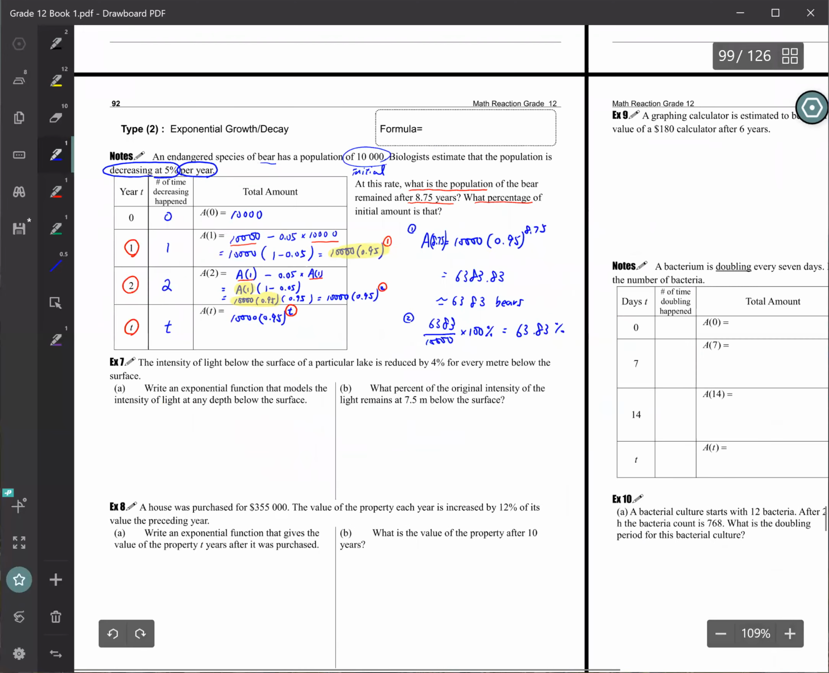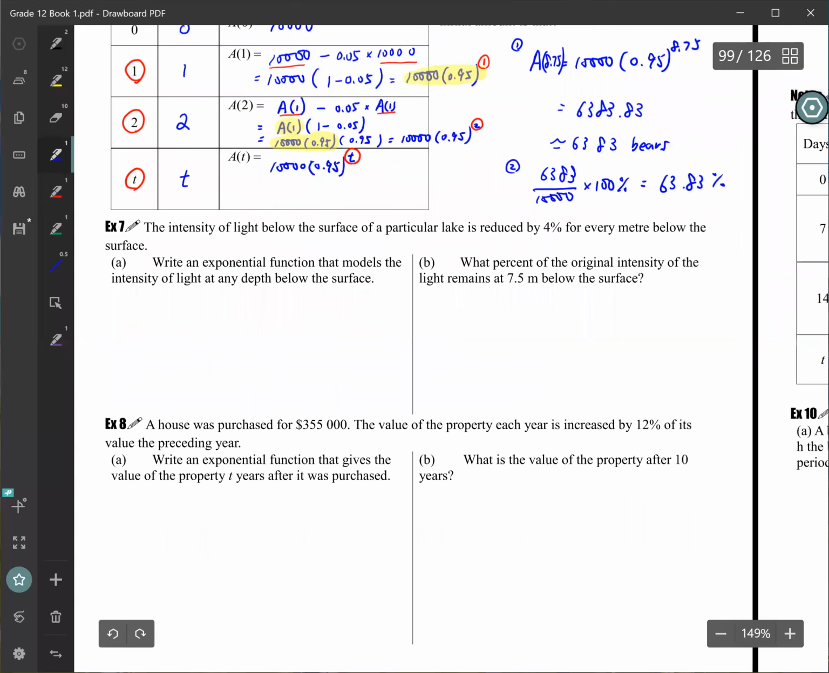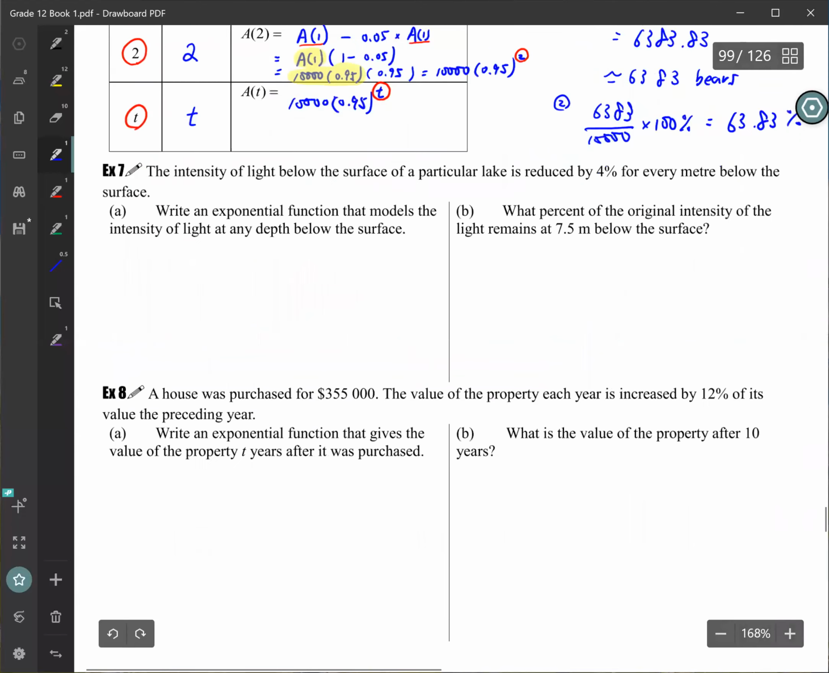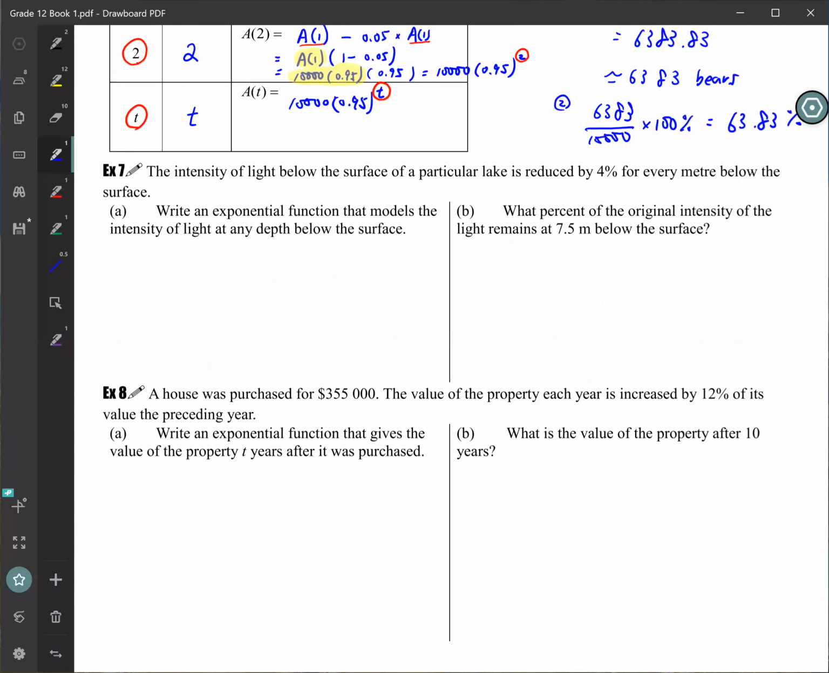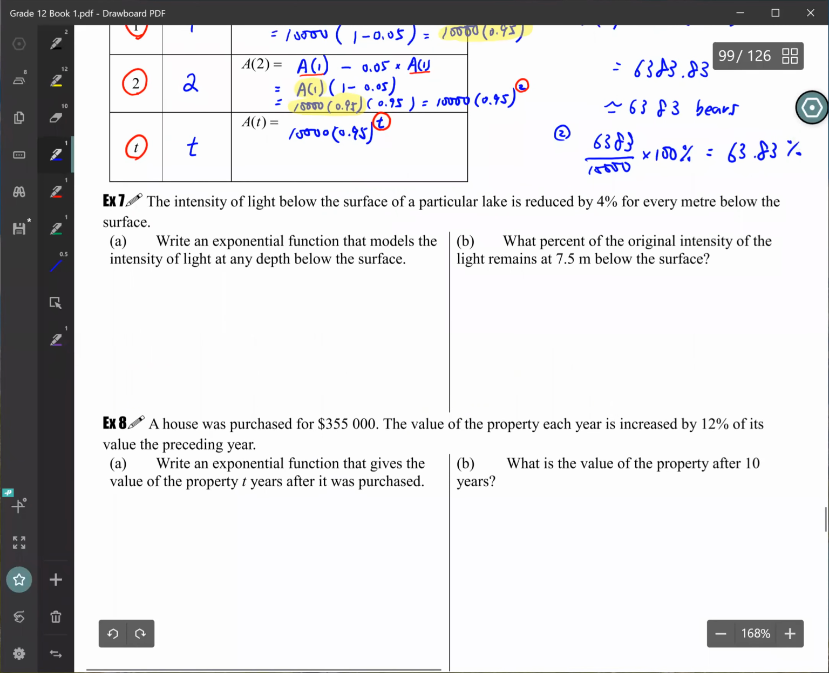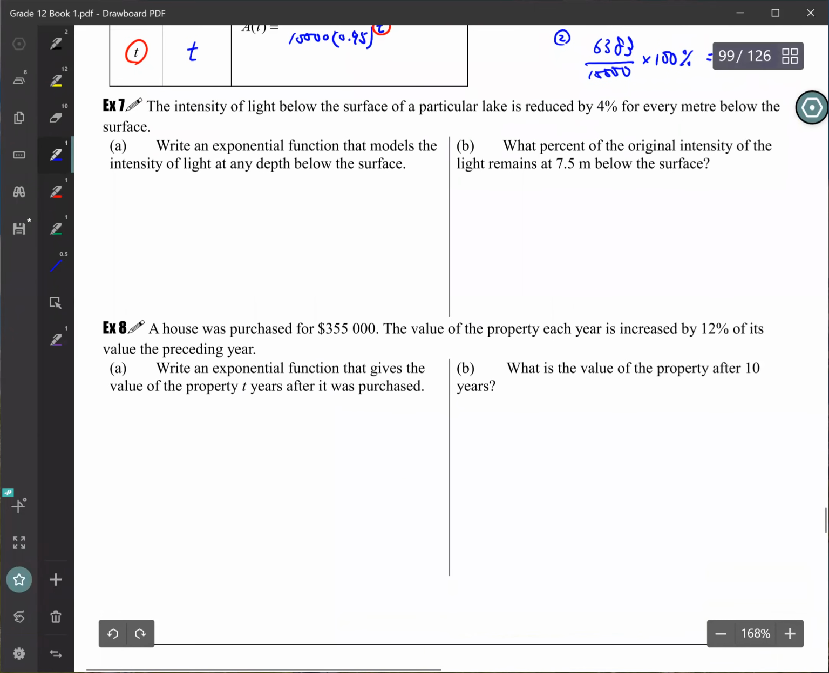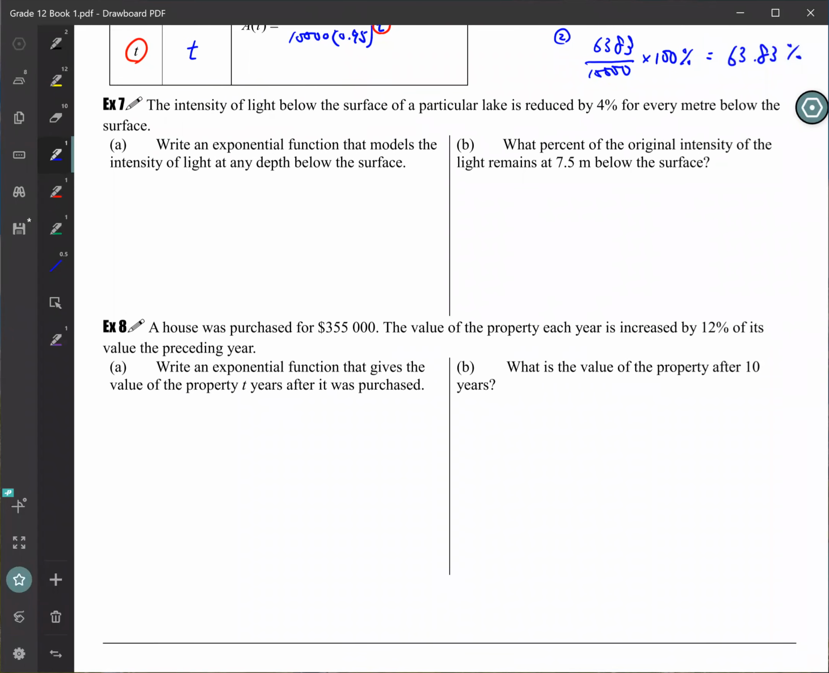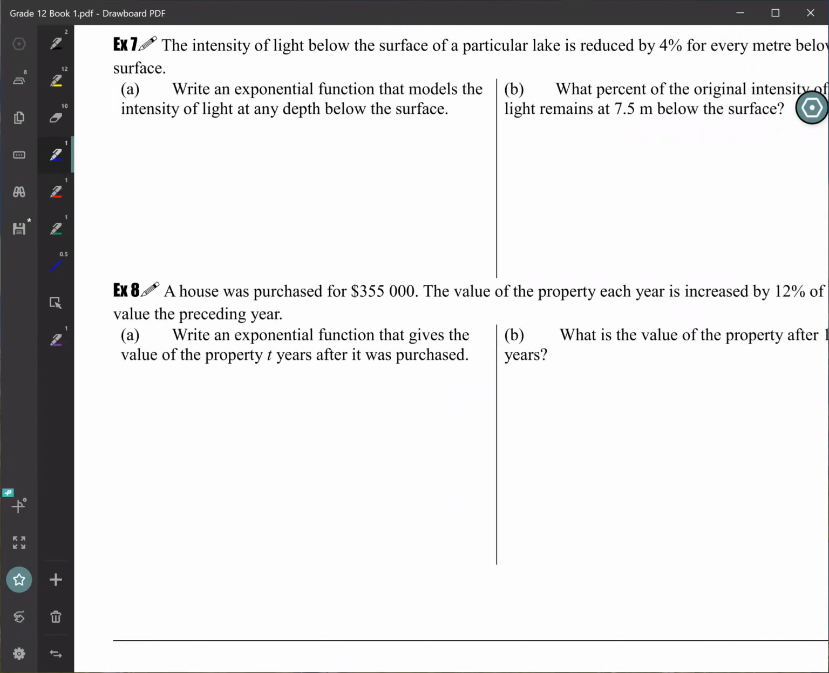Okay, so let's look at a question similar. Let me see, which one should we do? Number 8, okay, let's do question number 8. I'll let you try this, okay, pretty straightforward here.